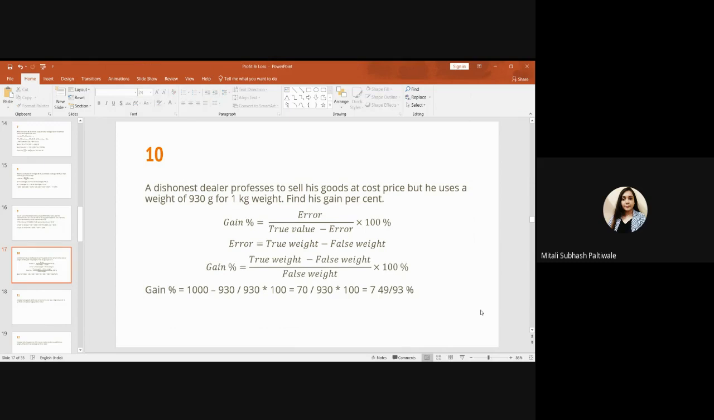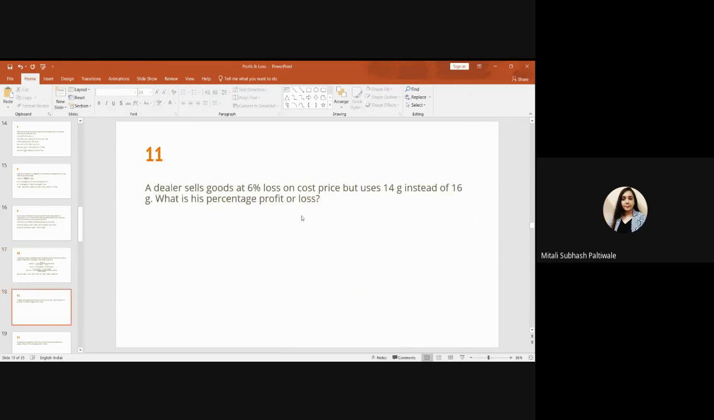Okay, now let's move to another question, which says a dealer sells his goods at 6% loss on cost price, but uses 14 gram instead of 16 gram. So what is his profit percentage or loss?